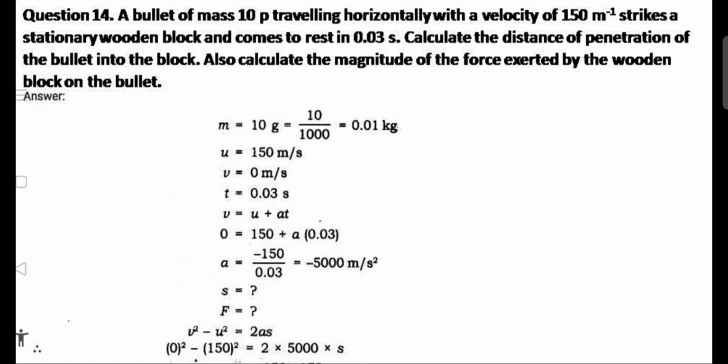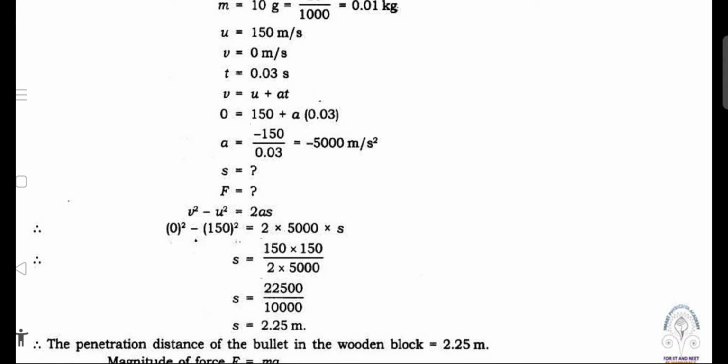Applying the third equation of motion, that is v² minus u² = 2as. 0² minus 150² = 2 × (minus 5000) × s. Therefore s = 150 × 150 upon 2 × 5000, or s = 22,500 upon 10,000. Therefore s = 2.25 meters.